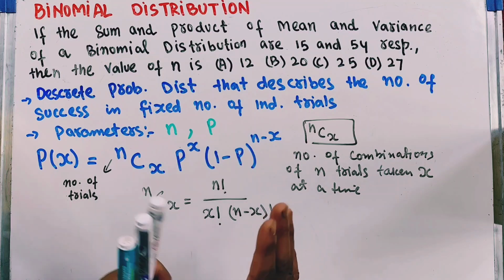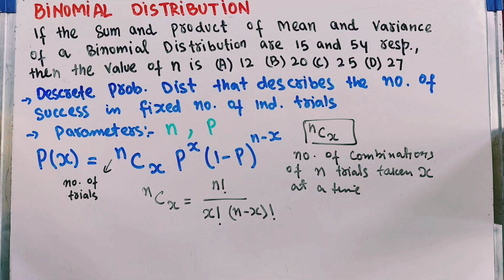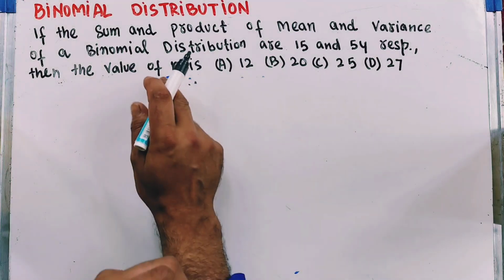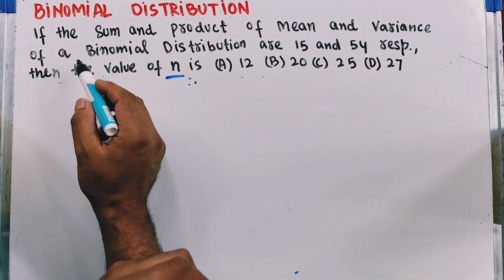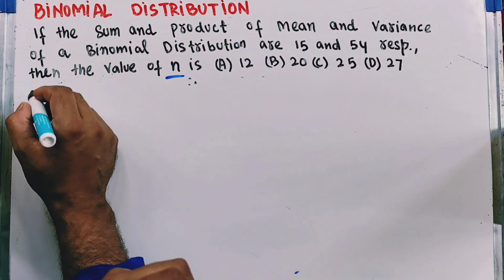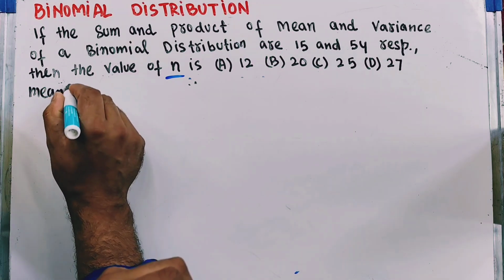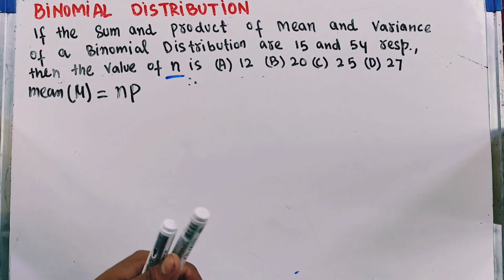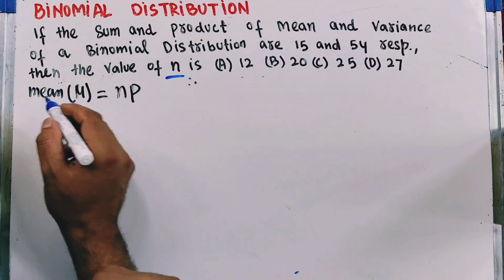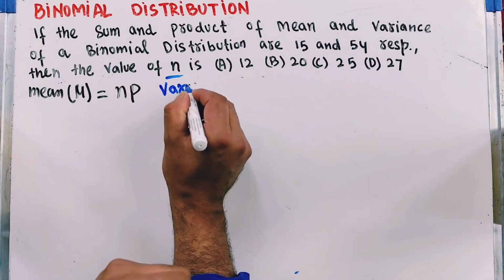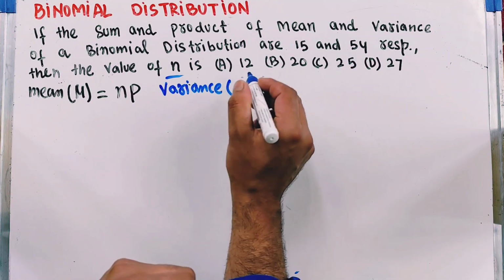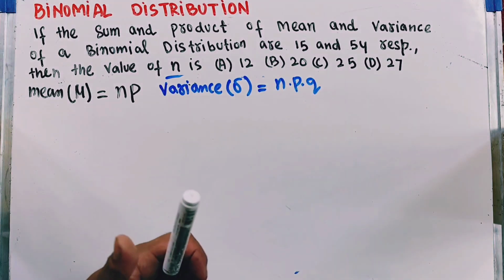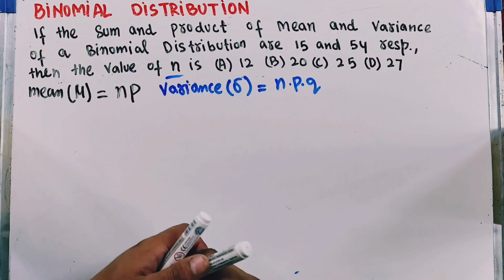Given this, let me now rub this out to solve the question. We have the sum and product of mean and variance equal to 15 and 54. The mean is equal to n times p, that is the number of trials times the probability of success in each trial. And the variance is equal to n times p times q, where p denotes the probability of success and q denotes the probability of failure.